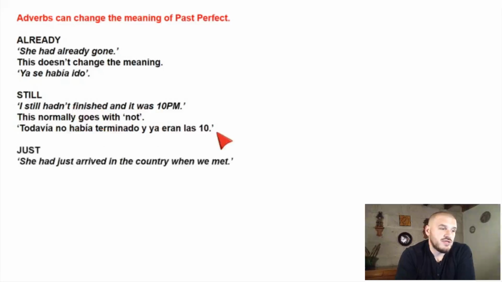Just. She had just arrived in the country. Look at the position between the two parts, like already. She had just arrived in the country when we met. Just, basically it shortens the time between the two actions.